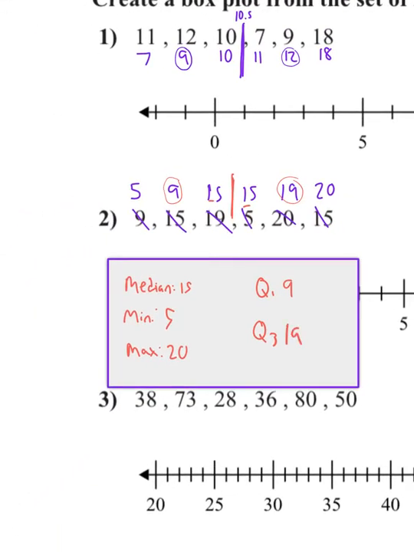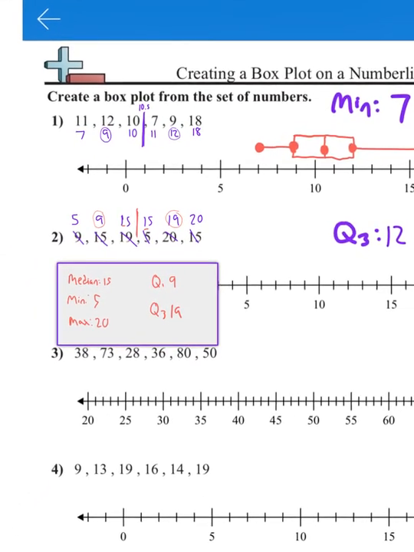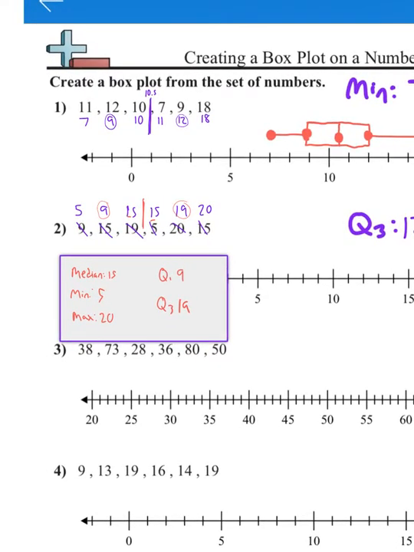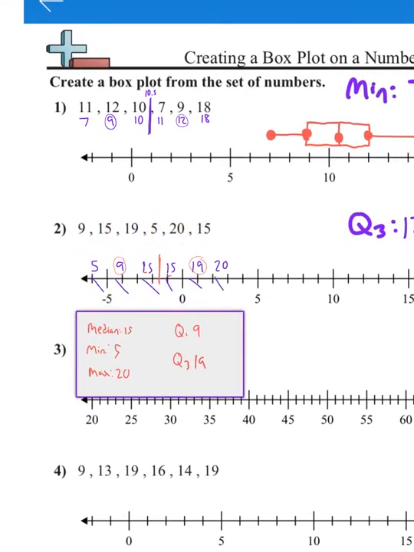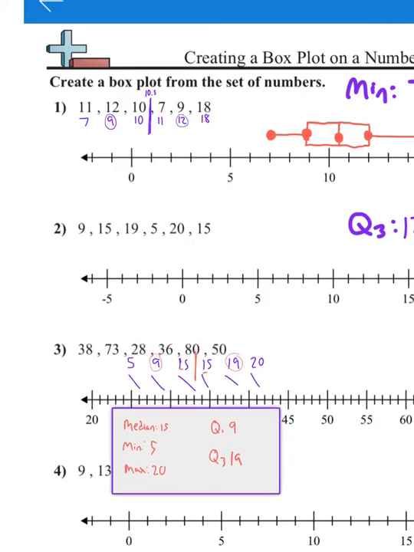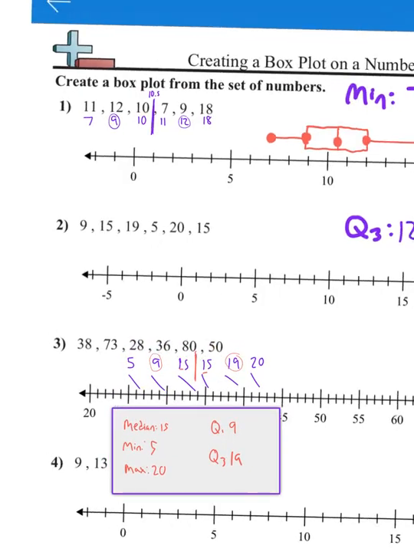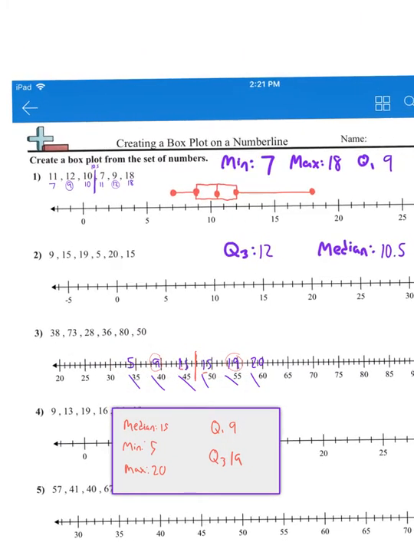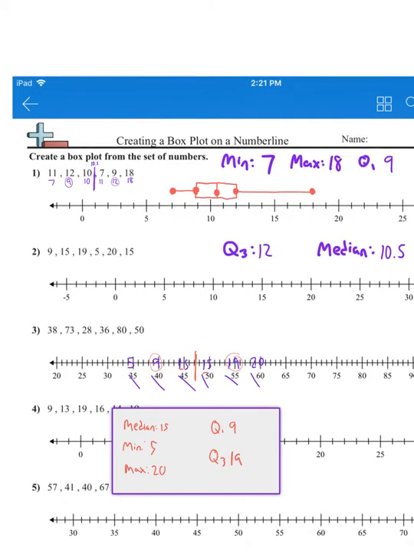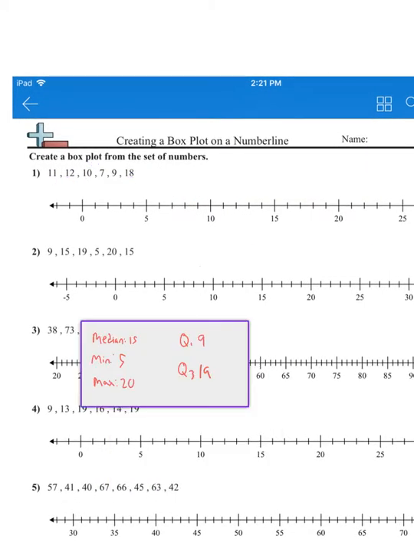All right, how did you deal with getting your numbers? Because now I'm going to move that down here, shrink it up so I can do my box plot on number 2. All right, get ready. Okay, I have my workspace ready, so let's start. The minimum was 5. I'm going to put my dot here. The maximum was 20. I'm going to put my dot here. So I got those. The median is 15.